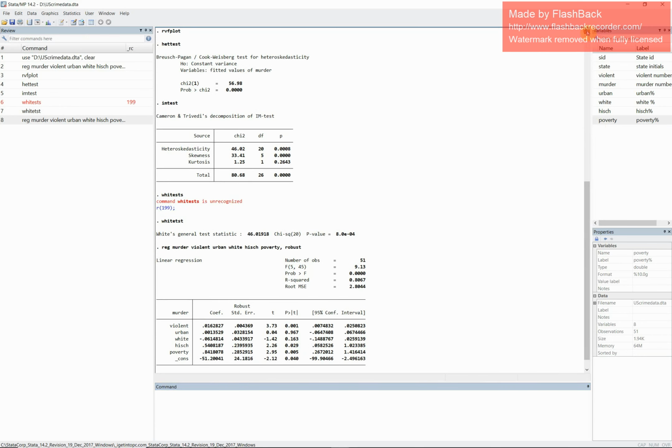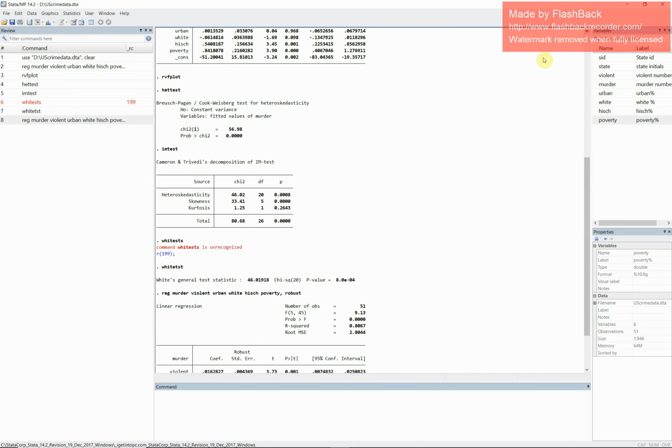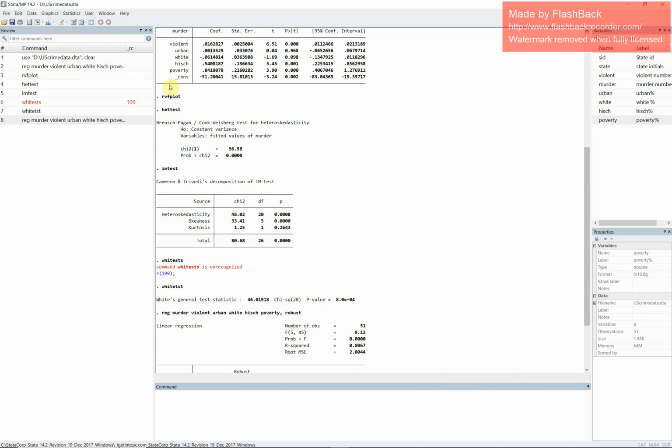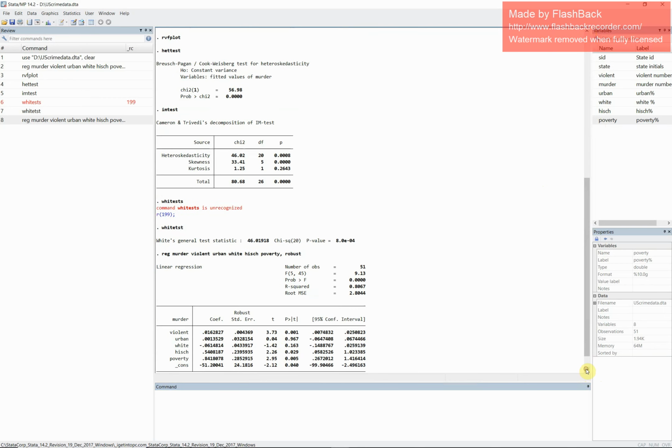If we compare our results with the earlier results, we will find that the coefficients are the same, but the standard errors are different. And what we notice here is that the standard errors change. You will also find that some of the variables, white for example, was significant at 10% level, but now it has become insignificant. So after running the robust option with regression, we are able to correct for standard errors.